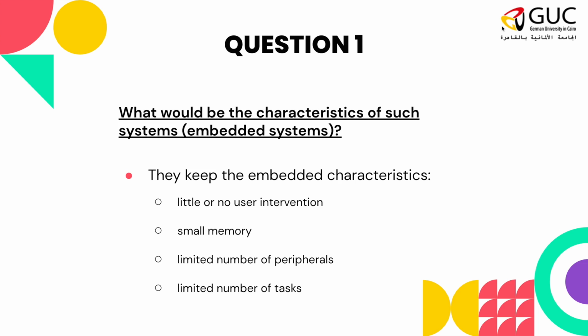Small memories: embedded systems have small memories, in terms of kilobytes. Due to the size and space, we have a limited number of peripherals. We do not have the luxury to connect to multiple input and output sources because they are small. So we have a limited number of pins to connect to.